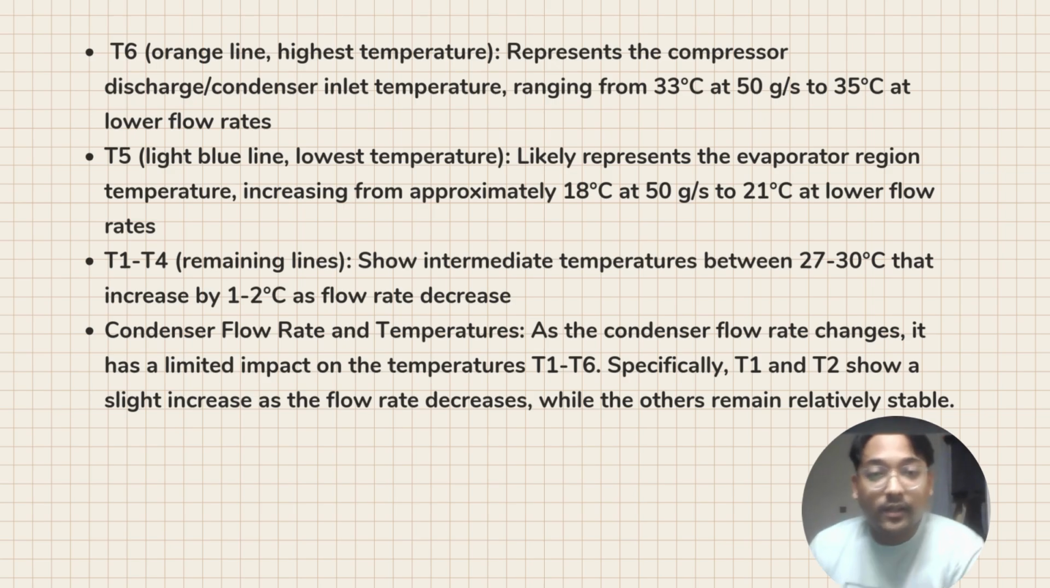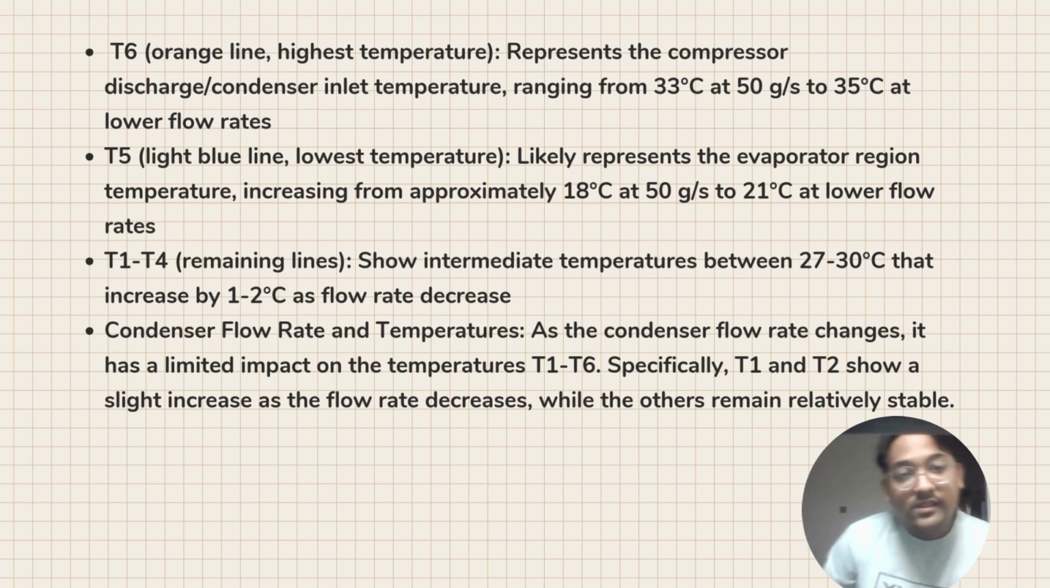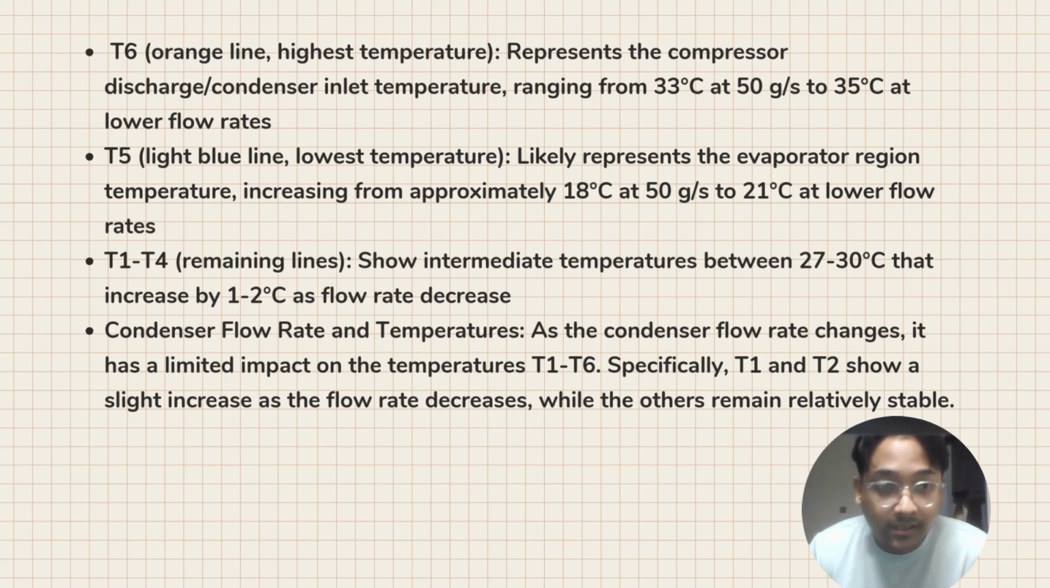Okay, for the first one, which is T6, the orange line, which has the highest temperature, represents the compressor discharge or condenser inlet temperature, ranging from 33 degrees Celsius at 50 gram per second to 35 degrees Celsius at lower flow rates. T5, the light blue line, the lowest temperature, likely represents the evaporator region temperature, increasing from approximately 18 degrees Celsius at 50 gram per second to 21 degrees Celsius at lower flow rates.